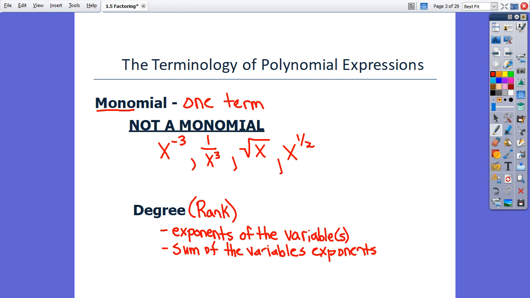Okay, so we have a tendency to mix up monomials and polynomials because how we find the degree of a polynomial is a little different than how we find the degree of a monomial. So a single term has a certain rank. So we got to figure out its rank. And how to do that is we add up the variable's exponents.